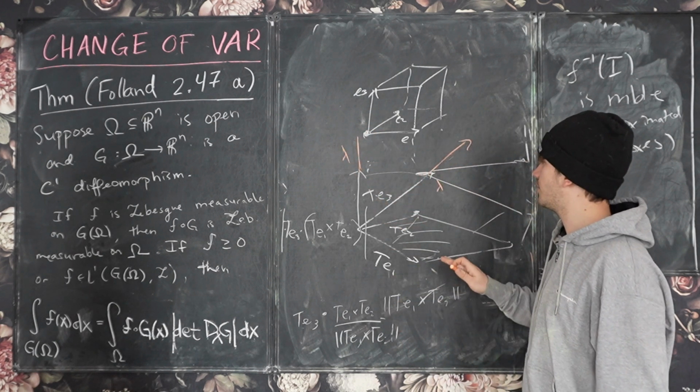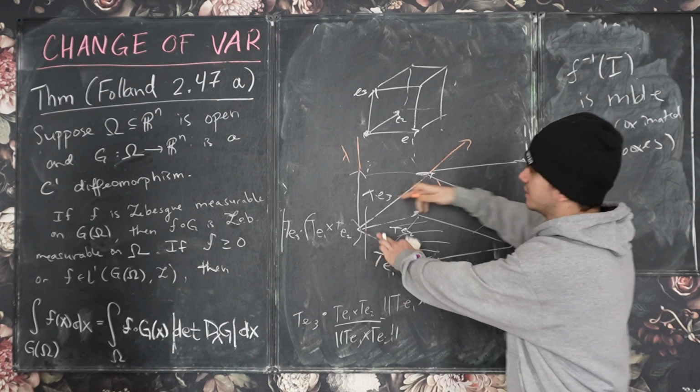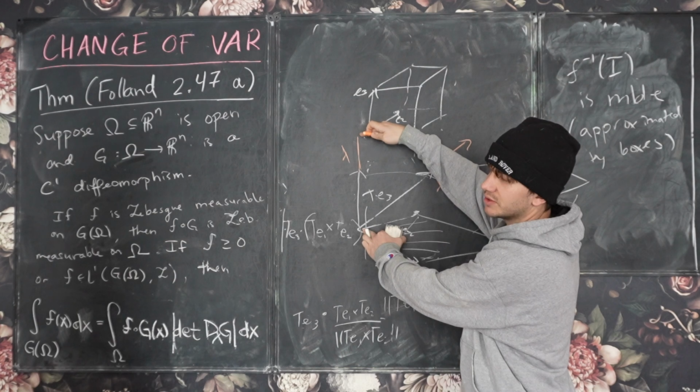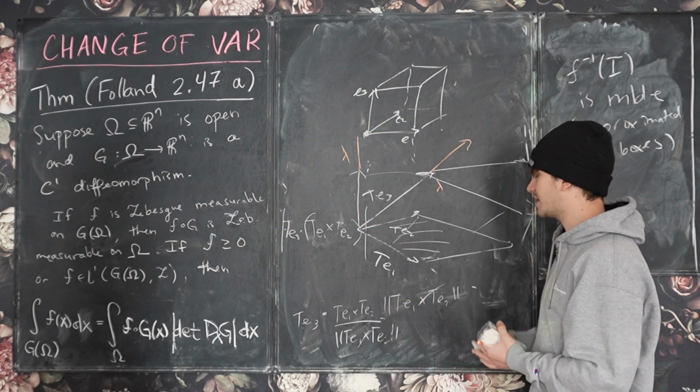I'm not adding a length lambda. I'm literally scaling this by a multiple of lambda. That'll scale this projection by a multiple of lambda. So it'll scale the volume by lambda, right?